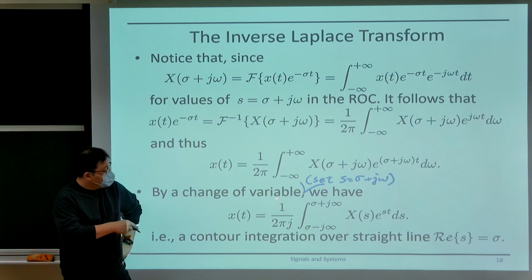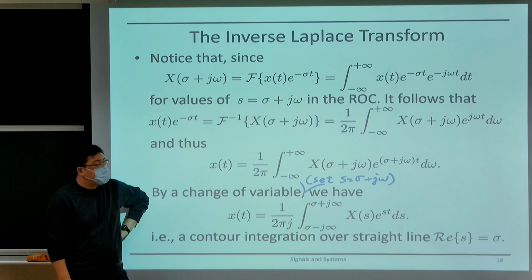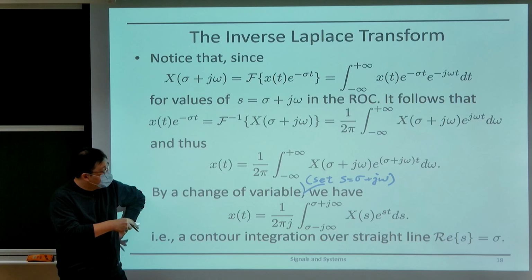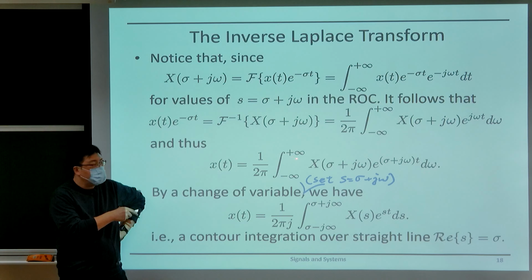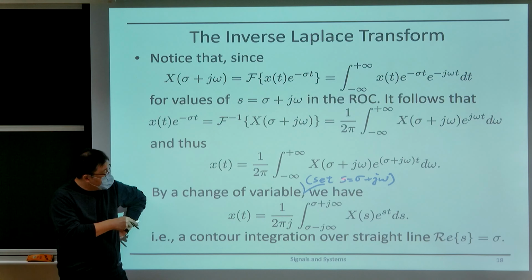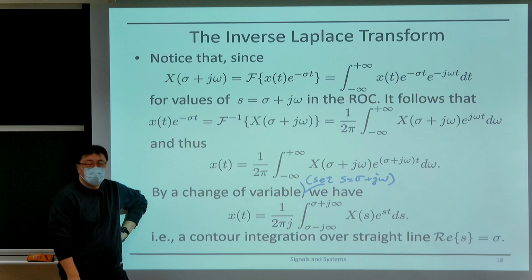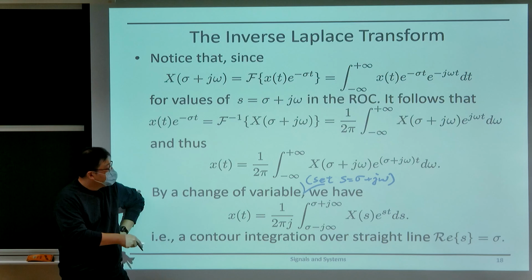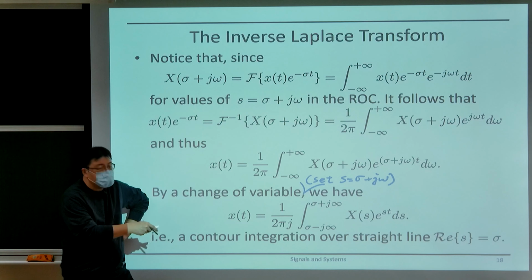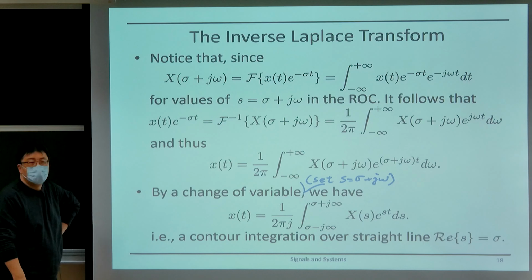When we perform this change of variable, originally we're integrating omega from minus infinity to infinity. But now we should be integrating s from sigma minus j infinity to sigma plus j infinity ds. And there's a j here to compensate for this j here.